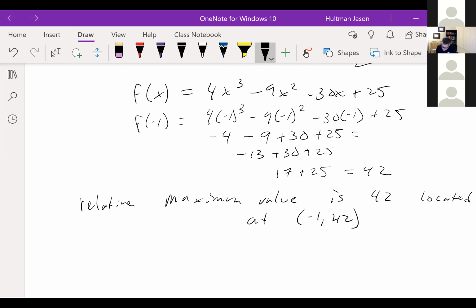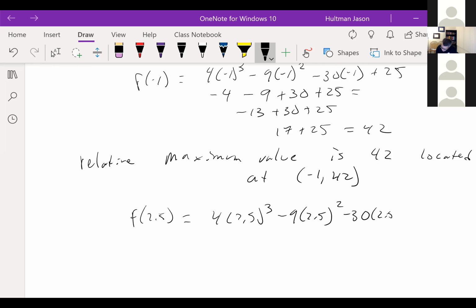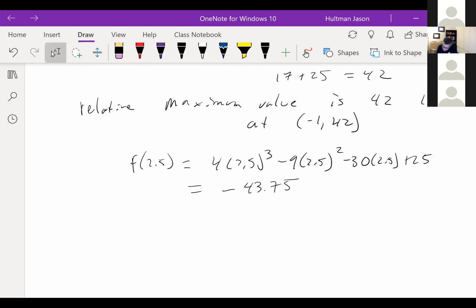Okay, what's my relative minimum value? Well, that occurs at 2.5. Okay, and that's a relative minimum value. So my relative minimum value is going to happen when x is 2.5. So we'll plug that in. 4 times 2.5 cubed minus 9 times 2.5 squared minus 30 times 2.5 plus 25. And I can't do this one in my head, but I will just tell you that when you plug this into a calculator, you'll get -43.75.